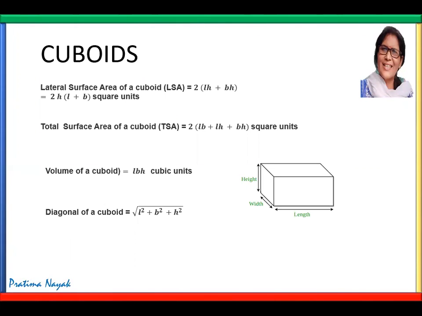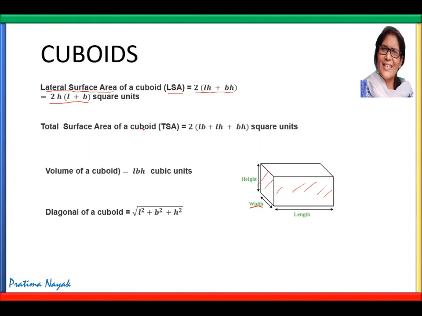Cuboid has length, breadth and your height. This breadth is also known as width. So what are the formulas used for the cuboid? Lateral surface area is denoted by LSA. The formula is 2 into (L into H plus B into H). That means it is all the four sides. Or we use the formula 2H into (L plus B).